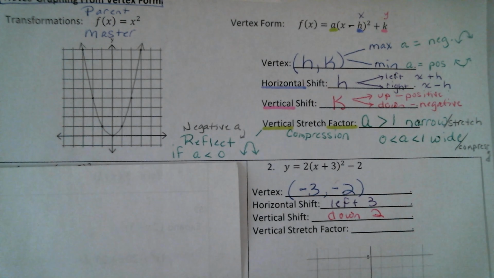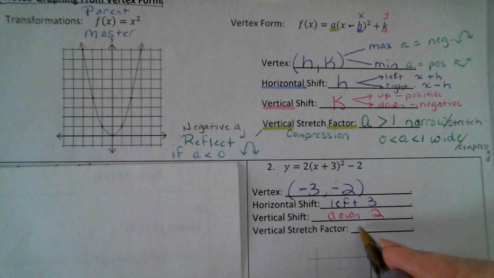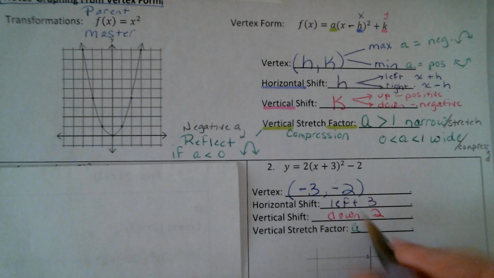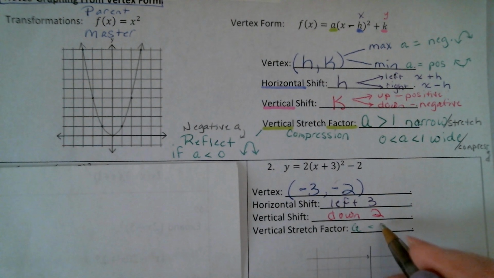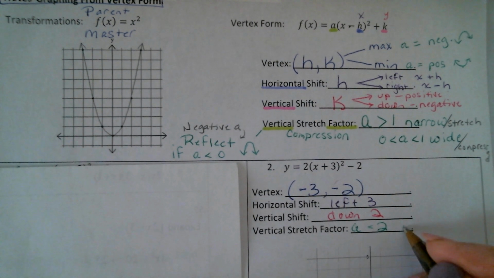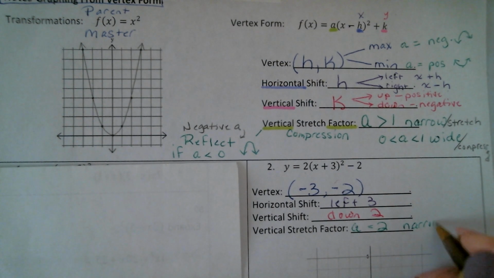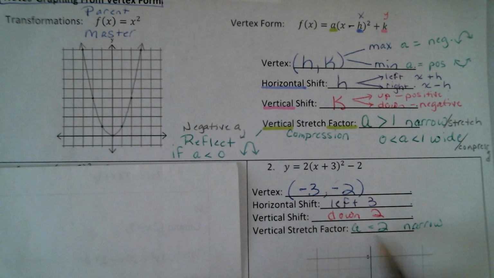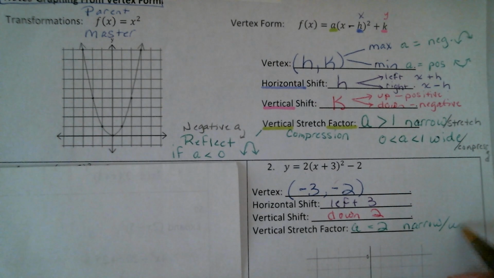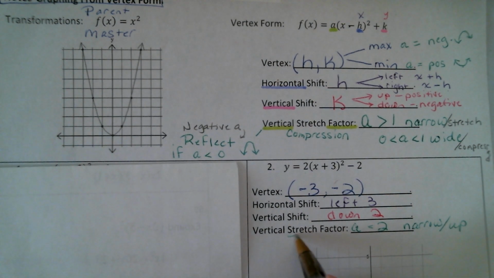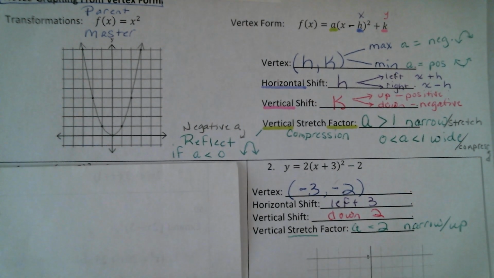So we slide it, left 3, down 2. Does it keep the same shape? No, because of this a value being 2, we know it's going to be narrow. And because it's positive, we know it's going to open up. And so that's why we say here that it's a stretch factor. So it's going to be long and skinny, right?